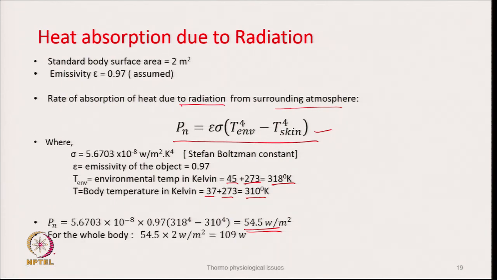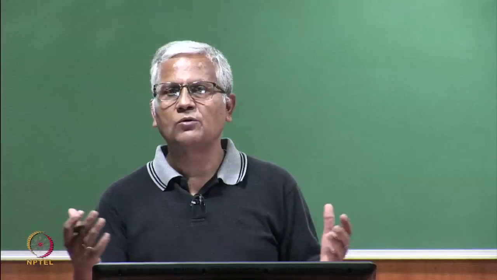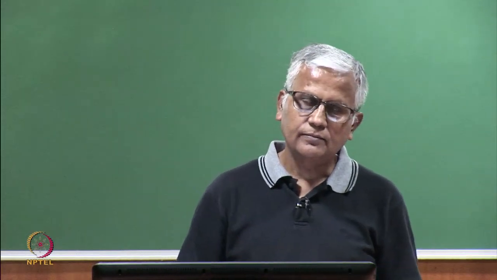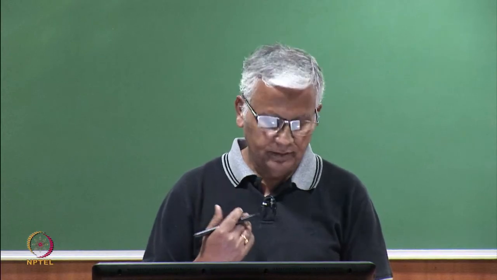So, for the whole body it is going to be this multiplied by 2, because 2 meter square is the surface area of the body. So, just simply multiplied by 2, that is 109 watt is the heat that the body is going to receive through radiation mode from the surrounding air. So, air is actually the source of heat now, and from the air heat is moving towards the human body.